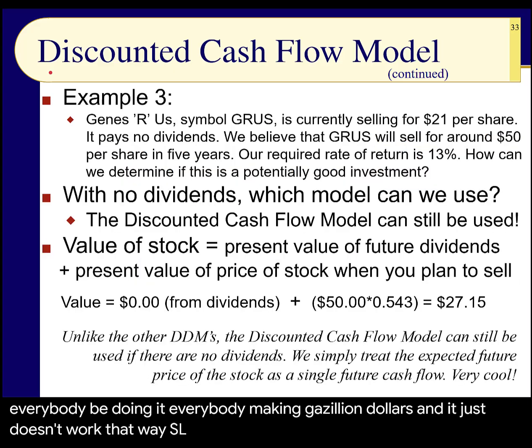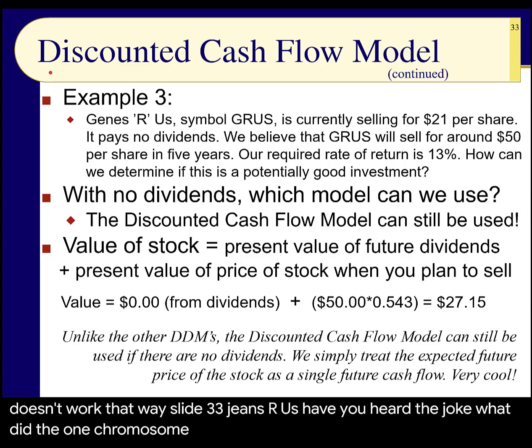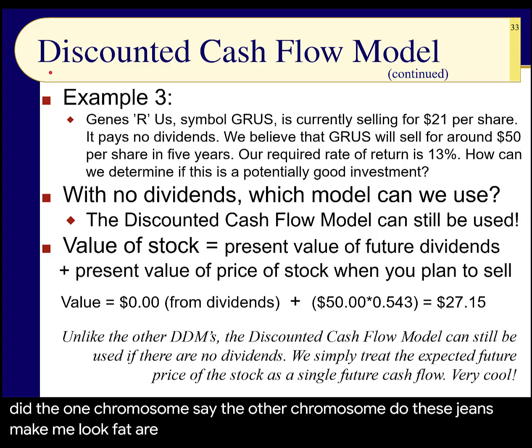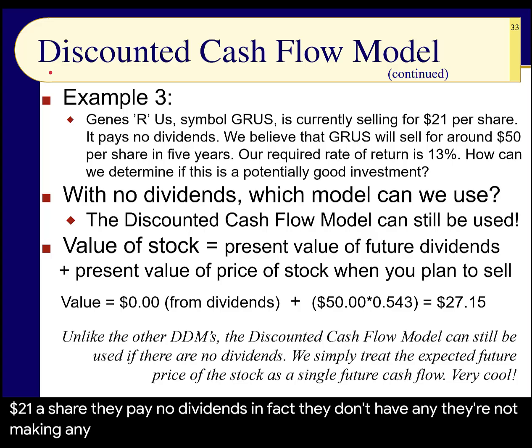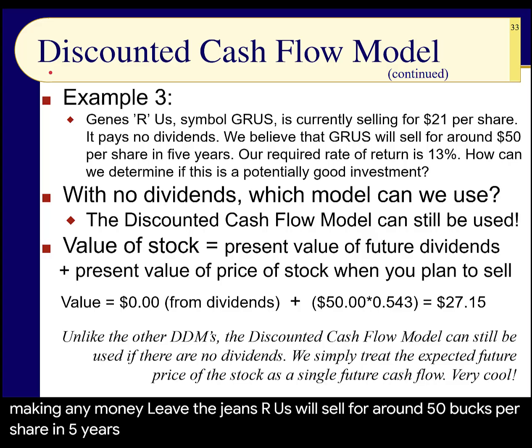Slide 33. Genes R Us. Have you heard the joke? What did the one chromosome say to the other chromosome? Do these genes make me look fat? That's a biotech joke. It's currently selling for $21 a share. They pay no dividends. In fact, they're not making any money. They're the biotech startup. We believe that Genes R Us will sell for around $50 per share in 5 years. Our required rate of return is 13%.